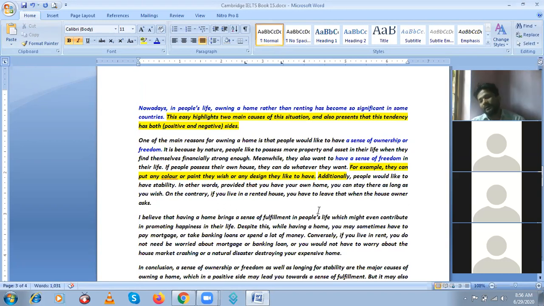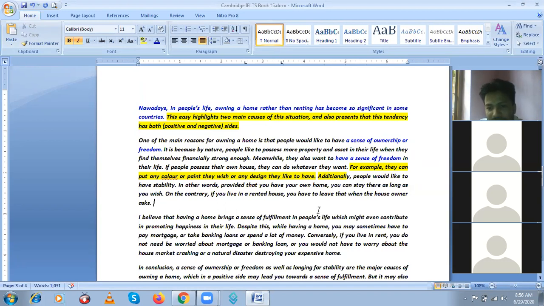So the first body paragraph of this essay talks about the first question, why might this be the case? Once again, let me revise. One of the main reasons for owning a home is that people would like to have a sense of ownership or freedom. It is because by nature people like to possess more property and assets in their life when they find themselves financially strong enough.